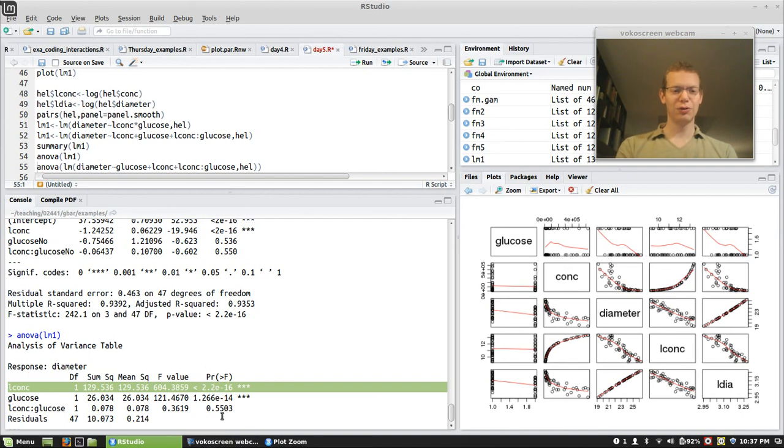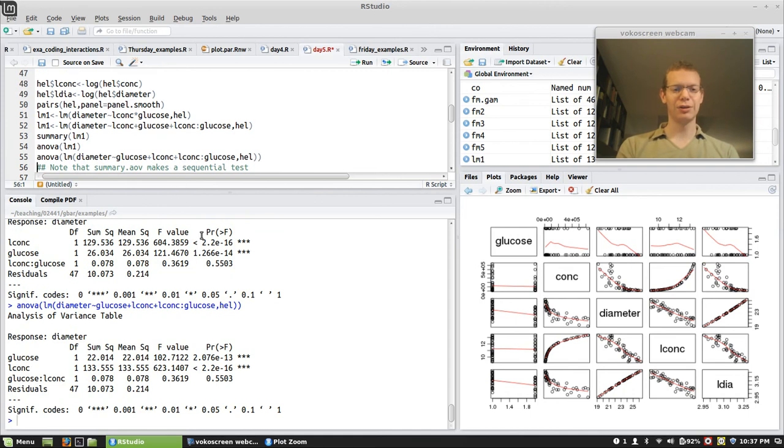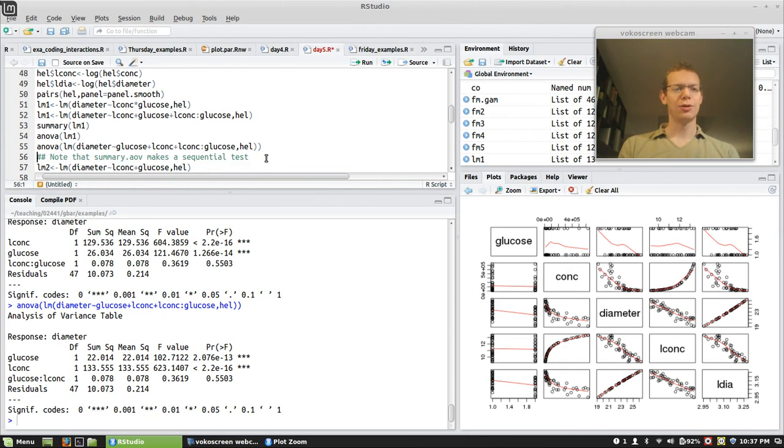And to see the effect of this, we could also swap the order of the terms, so have glucose first and then log concentration and then the interaction. This gives us just a new ANOVA table, and we can see in particular the p-value for glucose differs. This is the smallest that we will get, so that will not test, but we'll show this again later. But note that the ANOVA table is a sequential test.